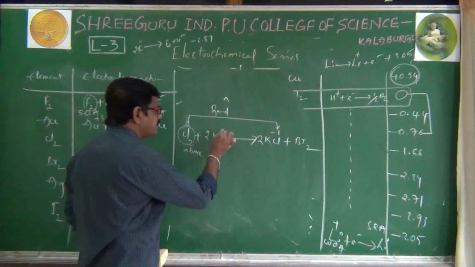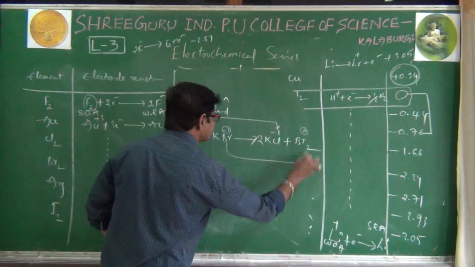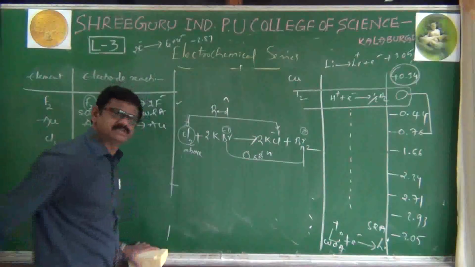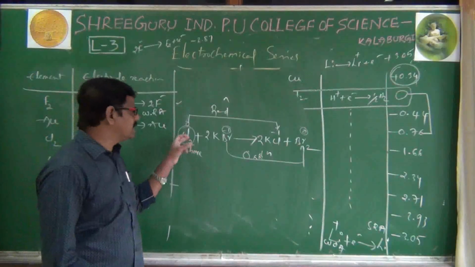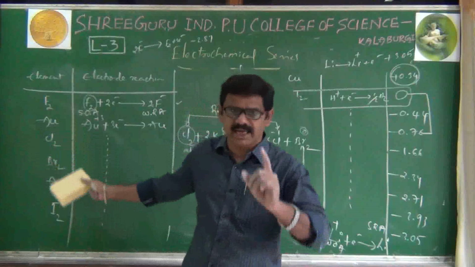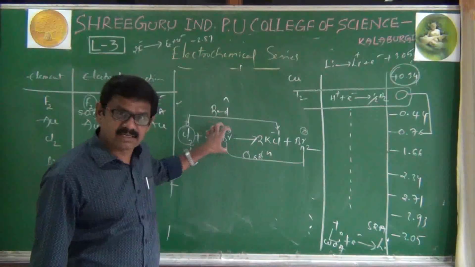And here in KBr, Br has oxidation number -1, and in the molecular state it is 0. This -1 has converted to 0. It is an increase in oxidation state, so it is an oxidation process. It means that both chlorine as well as bromine react according to their SRP values only. That's why it is an absolutely spontaneous process.